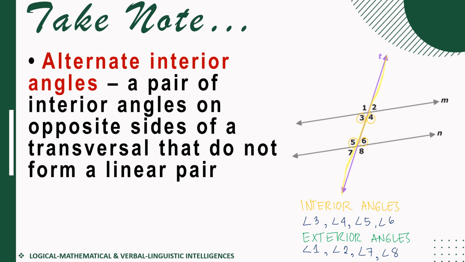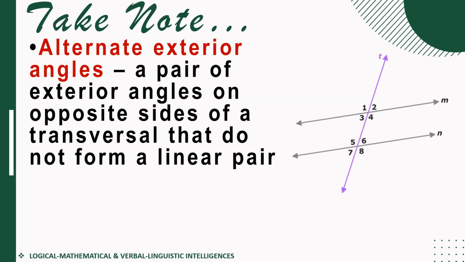So that means our answer for this would be, first pair, angle 3 and angle 6. Next, apart from angle 3 and angle 6, we can also have angle 4 and angle 5. So as easy as that. We're able to identify the alternate interior angles. Alright, let's proceed. How about alternate exterior angles?